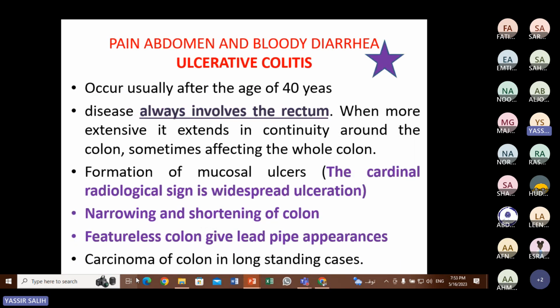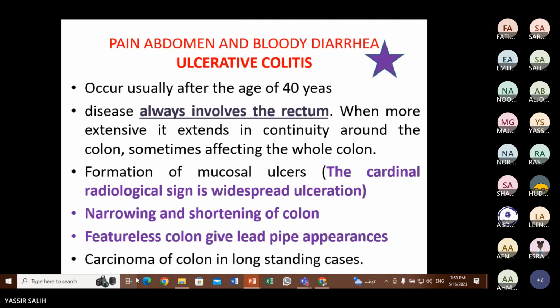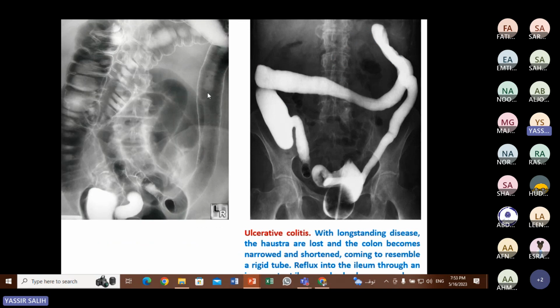And what is the manifestation of ulcerative colitis? What are the radiological features of ulcerative colitis?